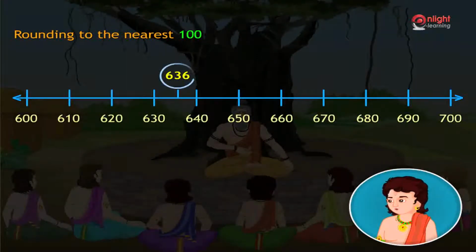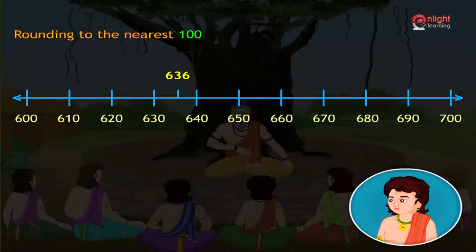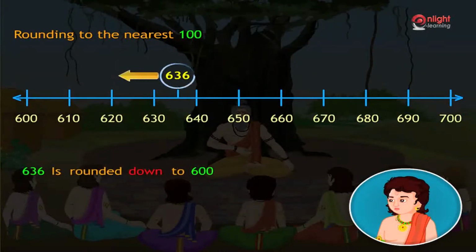636 will be rounded off to 640. No, Arjun, you have rounded off to the nearest 10. Let us round it off to the nearest 100. Let us mark 600 to 700 on number line. Now we can see that while considering nearest 100, 636 lies closer to 600 than to 700. So 636 is rounded off to 600.